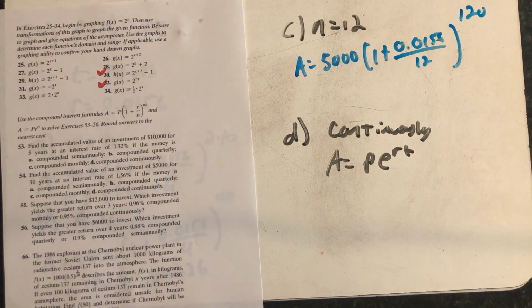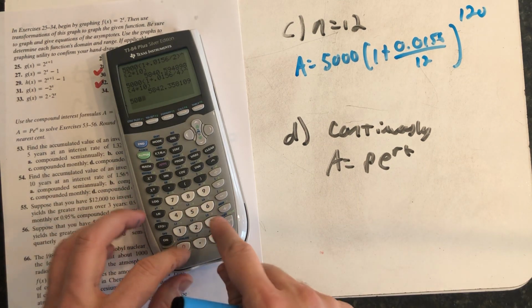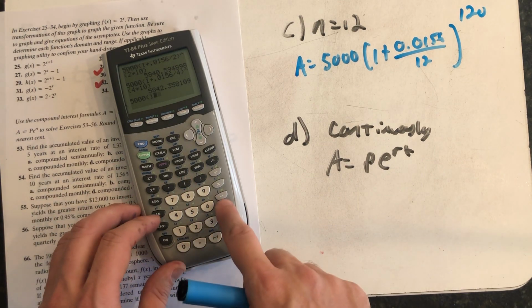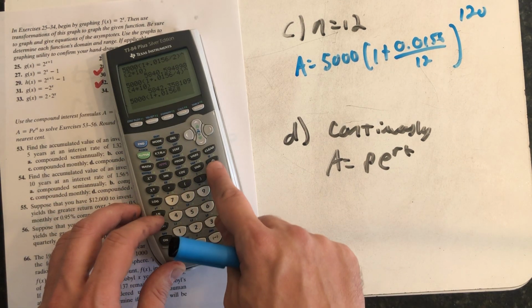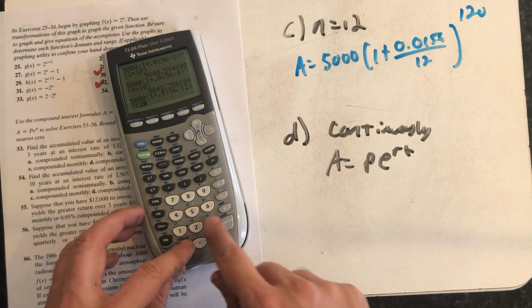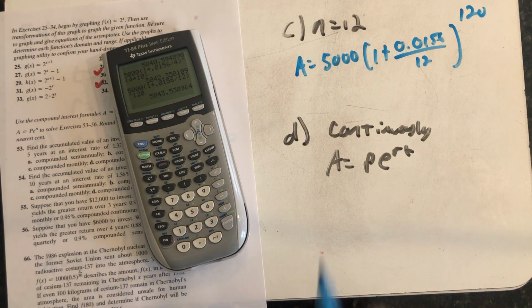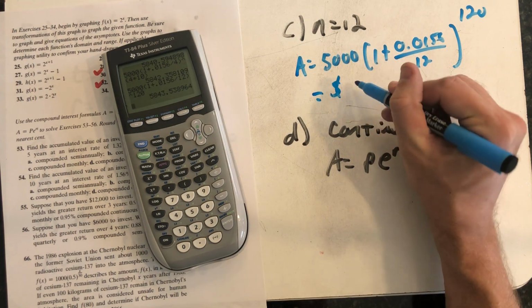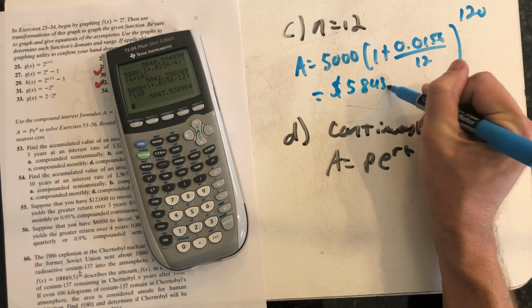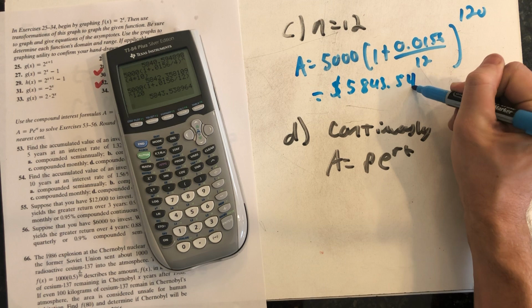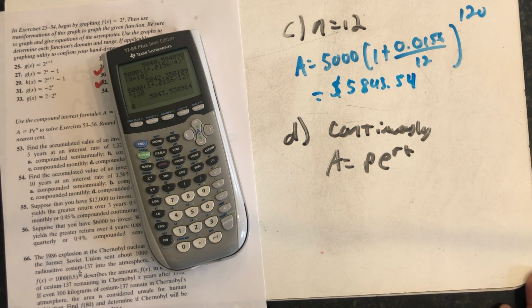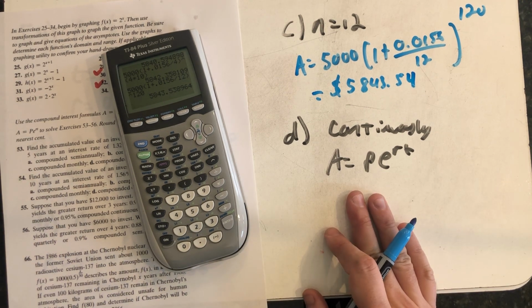All right, 12 times 10, 120 there in the exponent. So again, we use our graphing calculators. All right, $5,843.54. And then one more part, that interest is compounded continuously.